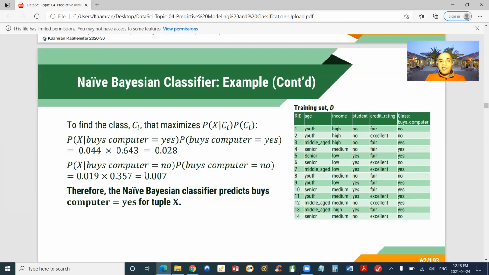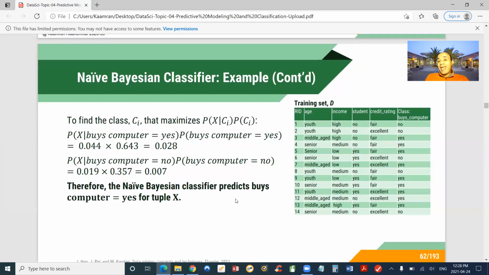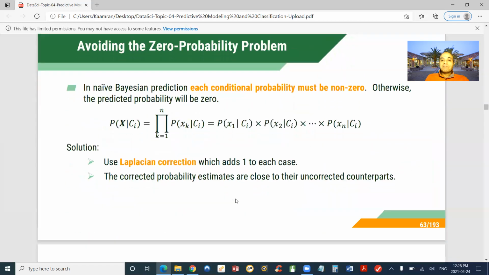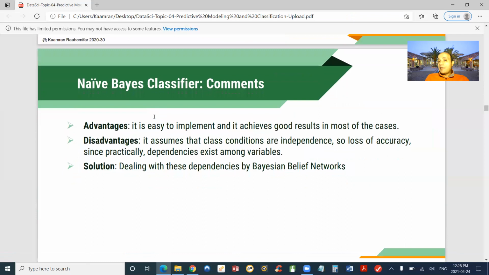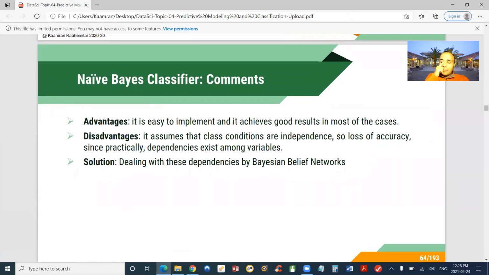Here we didn't do normalization, but still, since it's a scale value, we could potentially do a comparison right now. So 0.028 versus 0.007, I could say that yes is going to be the classification value. So the naive Bayesian classifier predicts buys computer to be yes for the tuple X, okay? Again, the scale is missing here, so please keep in mind P of X is missing, but both of them are good. The approach is the same.